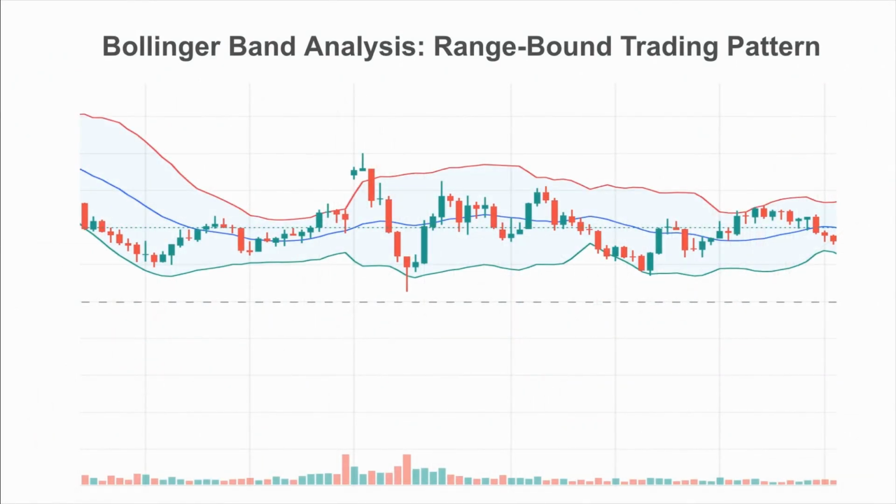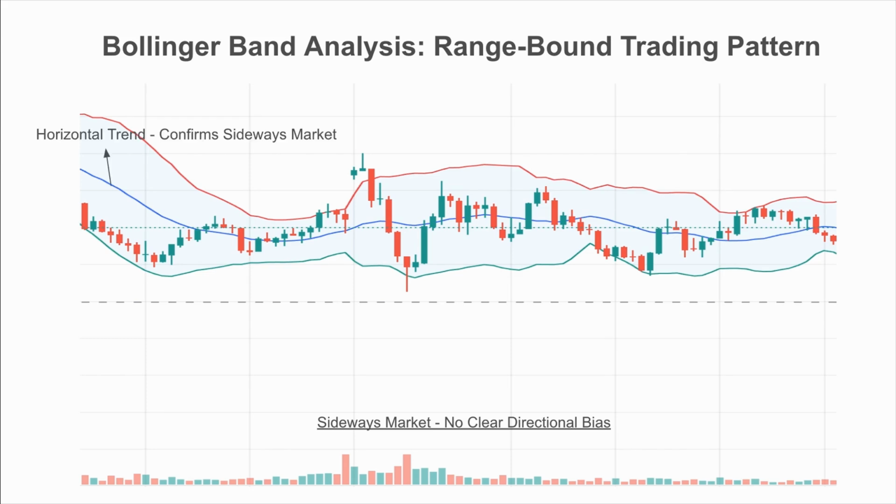Now let's examine a completely different market environment, the range-bound trading pattern. Here we see a market that's predominantly trading sideways, with no clear directional bias. The middle Bollinger Band runs horizontally, confirming the sideways nature of this trend. The price consistently bounces between the upper and lower bands, creating a channel-like pattern. This behavior creates multiple trading opportunities, while the market decides its next major direction.